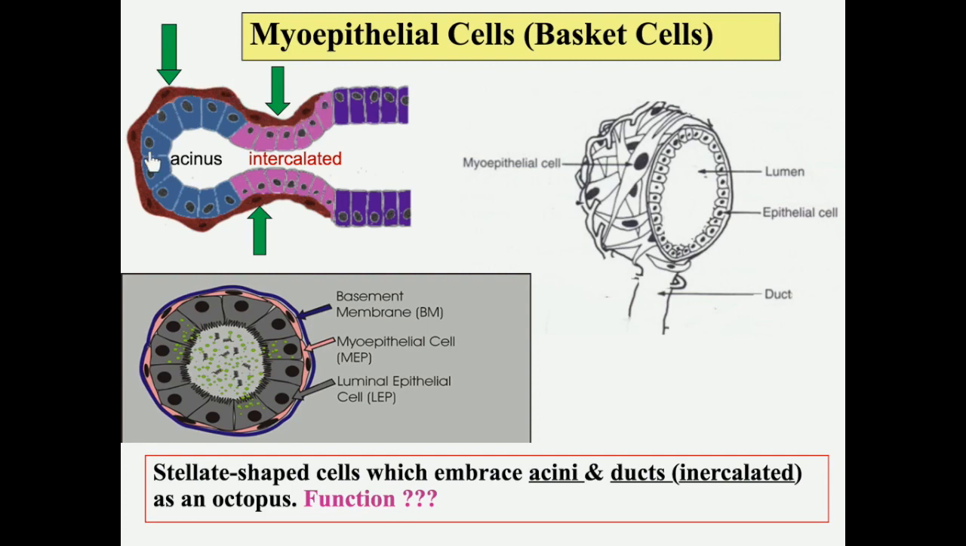These myoepithelial cells surround the secretory acinus as well as the first part of the duct system, which is the intercalated duct. Don't forget that these myoepithelial cells are present between the base of the cell and the basement membrane. Take care, it is not outside the basement membrane, it is between the base of the cell and the basement membrane. So these myoepithelial cells surround the acinus and the intercalated duct, like an octopus or like the basket when it surrounds the basketball.